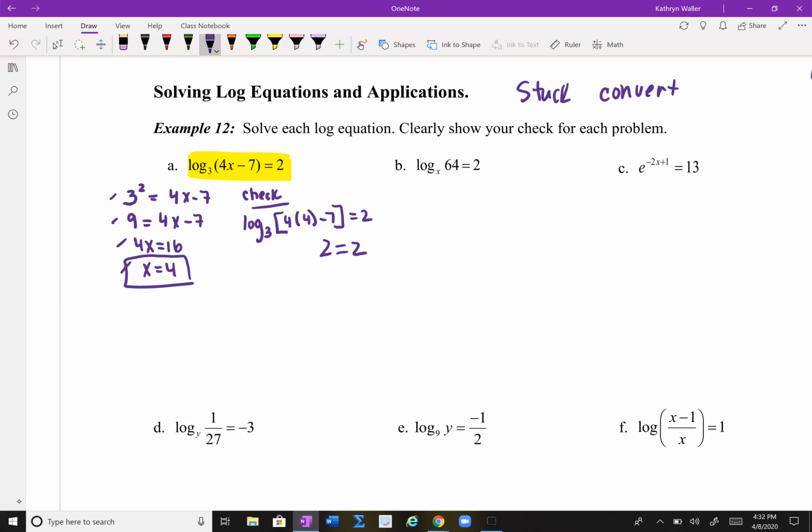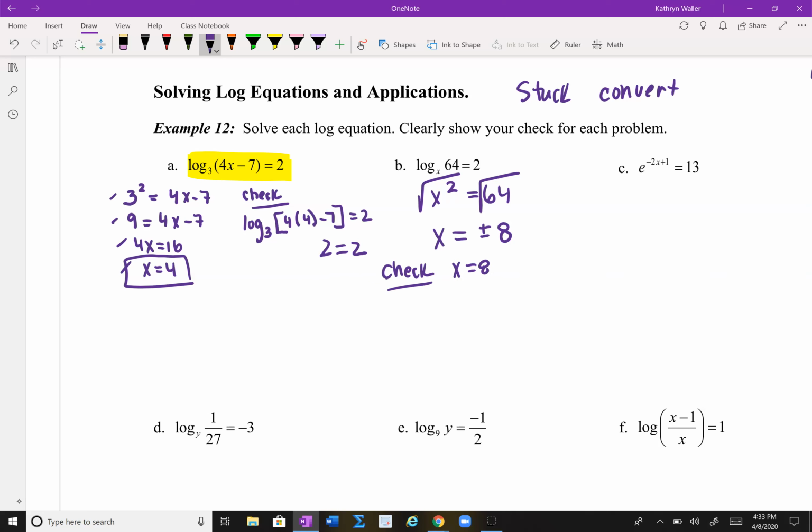Okay? Question B. You're stuck, so you convert it. So you go x to the second is equal to 64. Then you square root both sides. When you square root, you have to do the plus or minus. So it's plus or minus the square root of 64, which is 8. So you actually have 2 answers, and you have to check both of them.